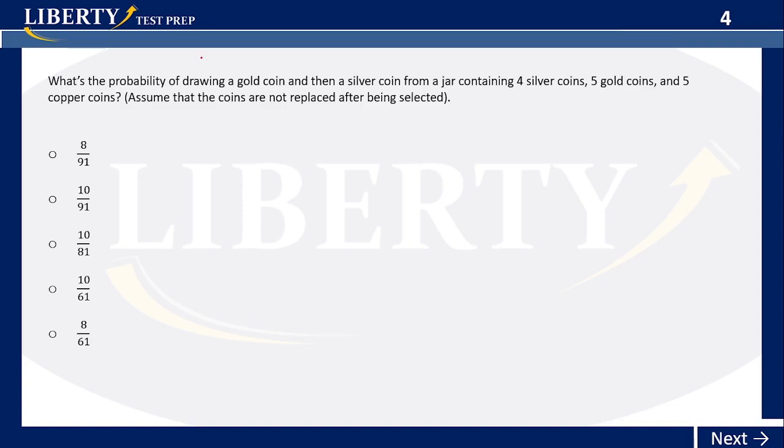Okay, what's the probability of drawing a gold coin and then a silver coin from a jar containing 4 silver coins, 5 gold coins, and 5 copper coins? So the total is what? 14.